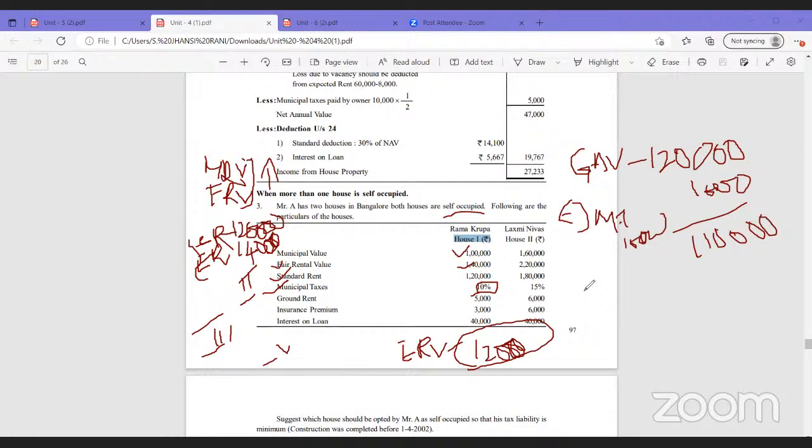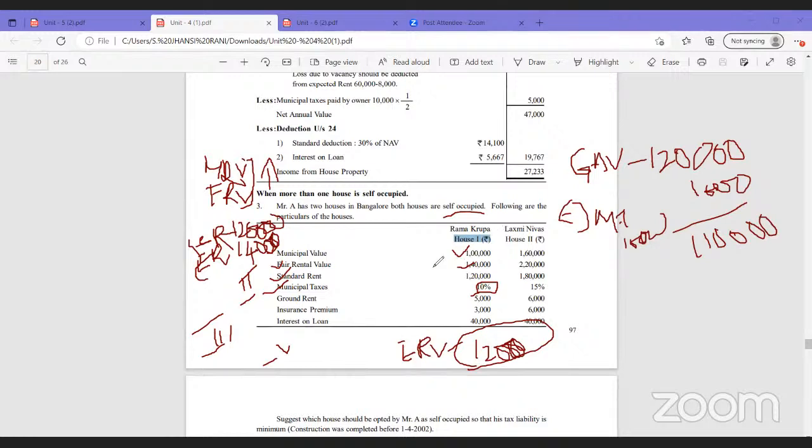Now, here they are asking us, if you look at the question, suggest which house should be opted by Mr. A as self-occupied so that tax liability is minimum. So here our responsibility is to find out which house he should take as let out house and which house should be deemed as self-occupied house. They are actually not given for rent purpose. We have to deem it to be let out, we call. That's what I was telling.